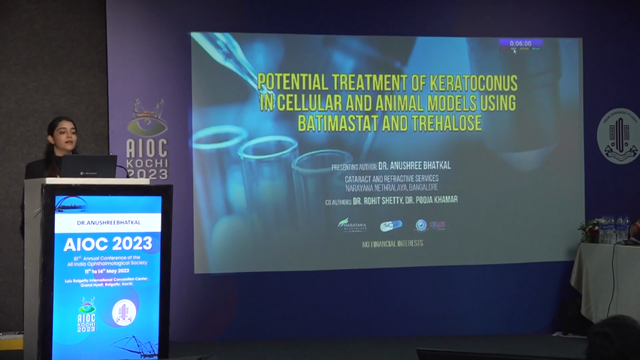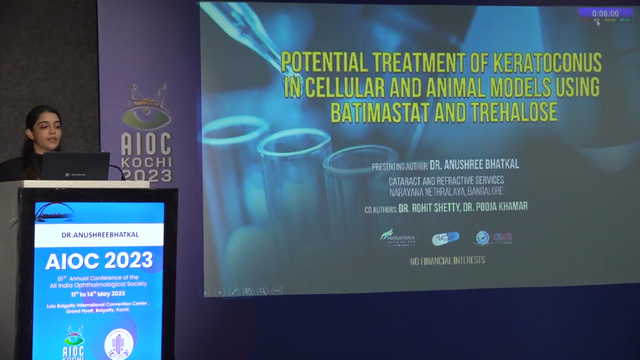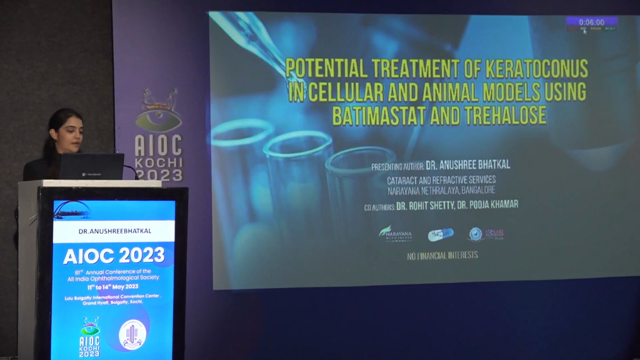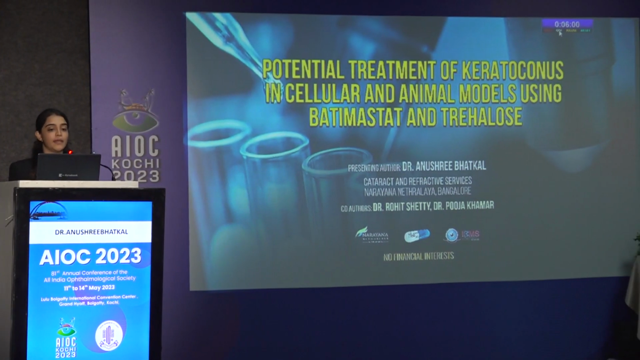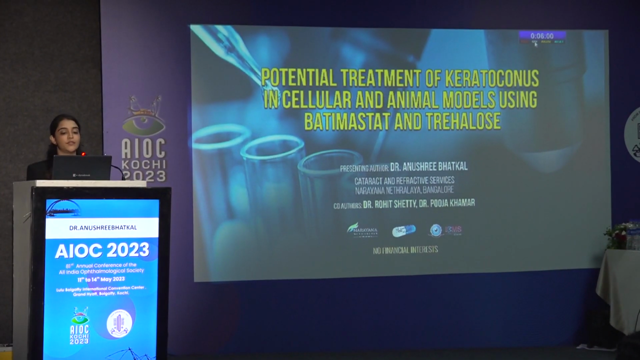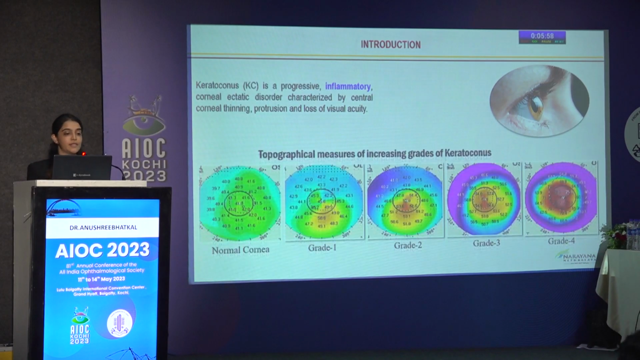Please carry on. Good afternoon, everyone. So today I'll be talking on potential treatment of keratoconus in cellular and animal models using batimastat and trehalose. So we know that keratoconus is a progressive inflammatory corneal ectatic disorder, and it presents in various forms and grades.